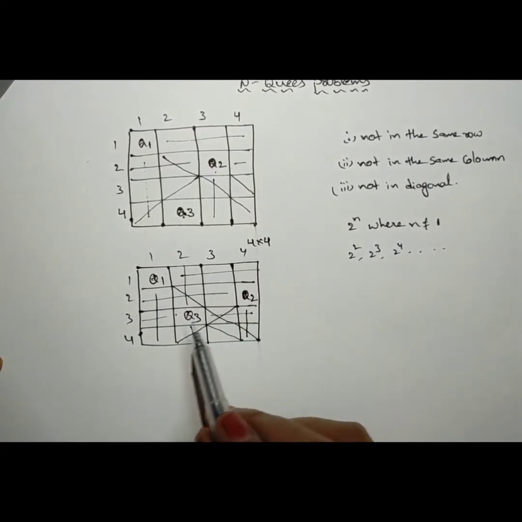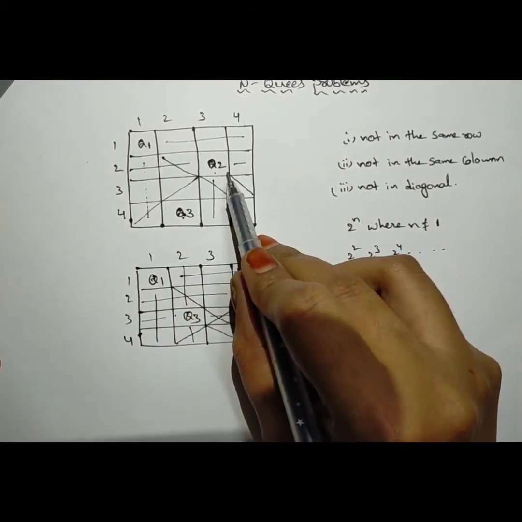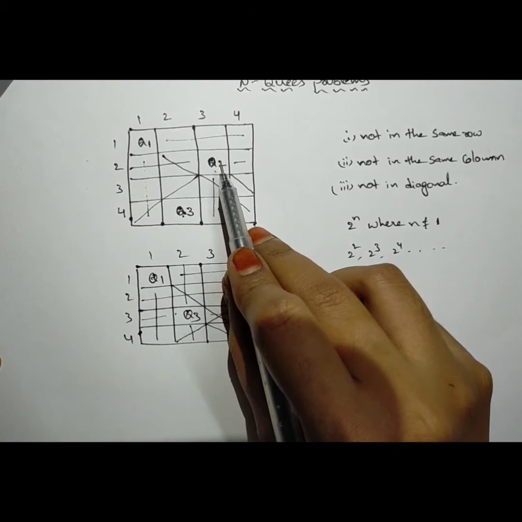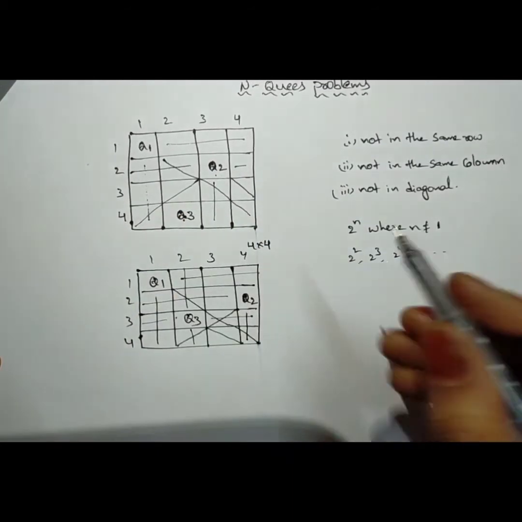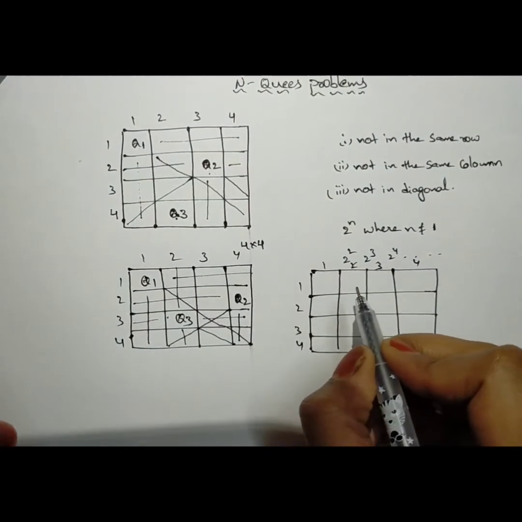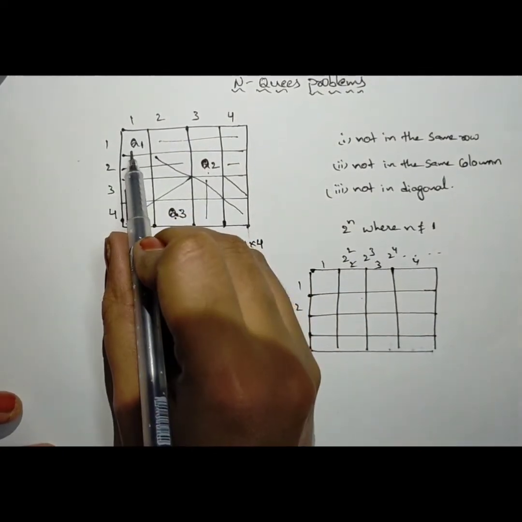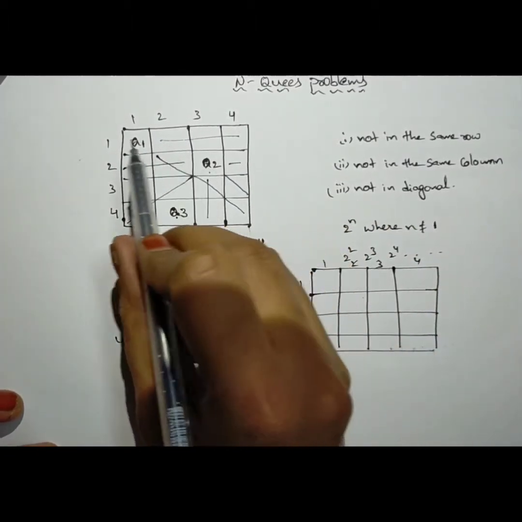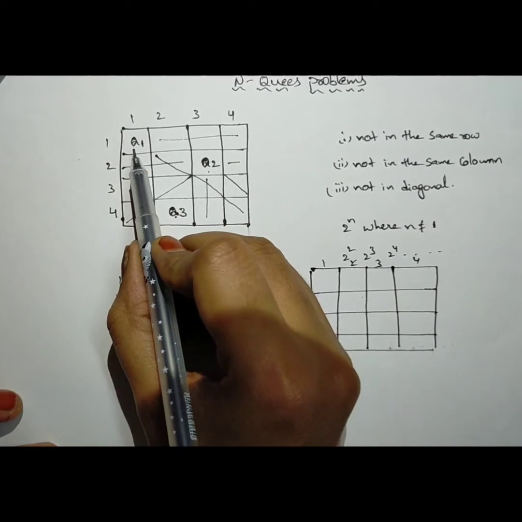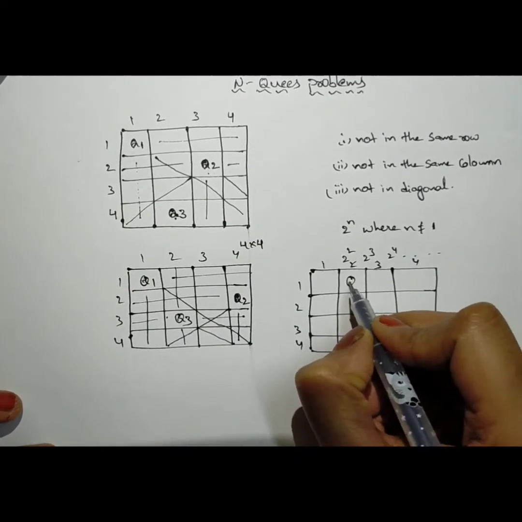We have backtracked from Q3 to Q2, but we didn't get any solution. Now I am backtracking from Q2 to Q1. Let us see how the solution will be. Here I am shifting the position of Q1 from this cell to this cell. As we have backtracked from this position to this position, I'm moving the position of Q1 from this cell to this cell. I'm placing Q1 here.